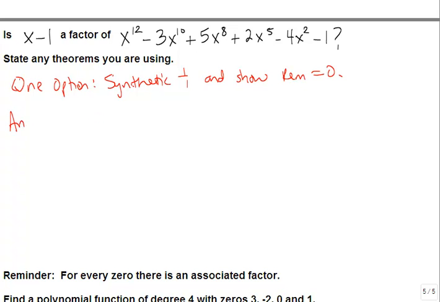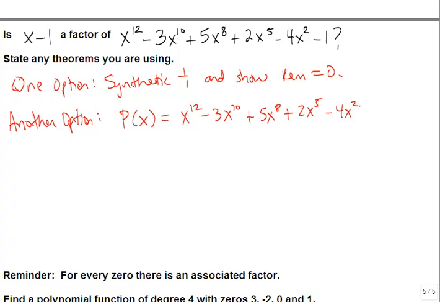So another option is to use some of our theorems that we know about, namely the remainder theorem and the factor theorem. So if we're dividing by x minus 1, then that means we're trying to look at what happens at positive 1, right? That would be the little number that we would put in our synthetic division box. So what I would suggest doing here is letting p of x be this 12th degree polynomial, and let's see what happens if I plug in 1 into that.